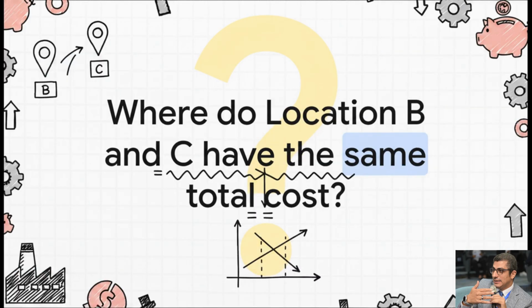Okay, here is practice question 2. What is the exact output quantity where location B and location C have the exact same total cost? Think back to that first algebraic equation we solved together when we set B equal to C. Put your specific number down in the comments below.